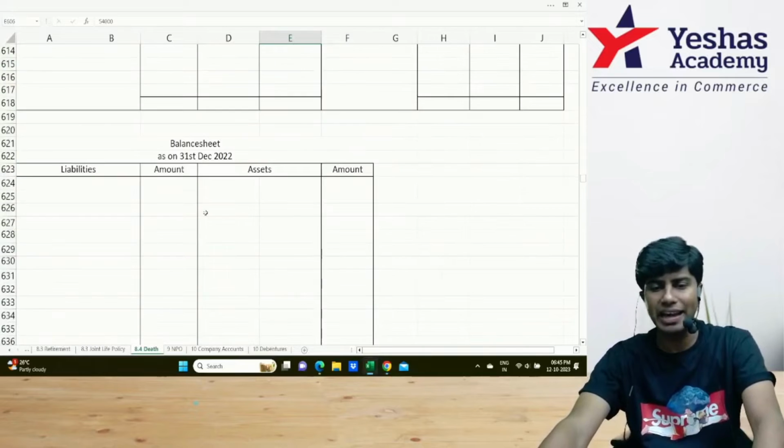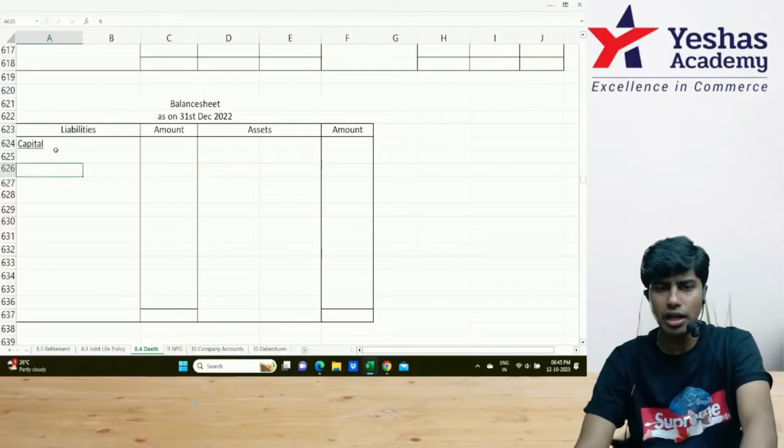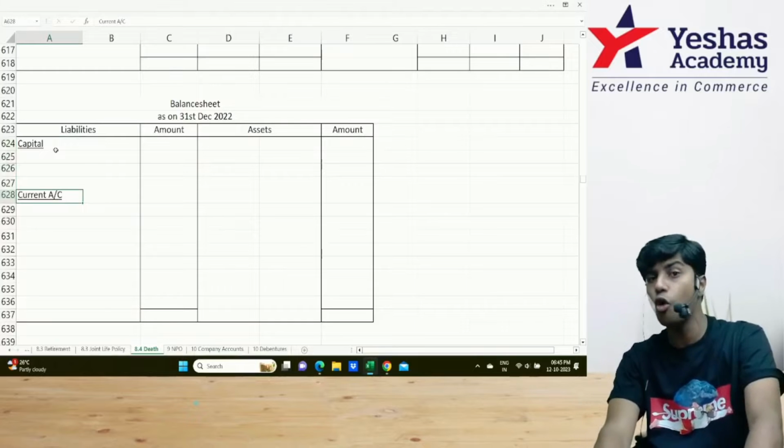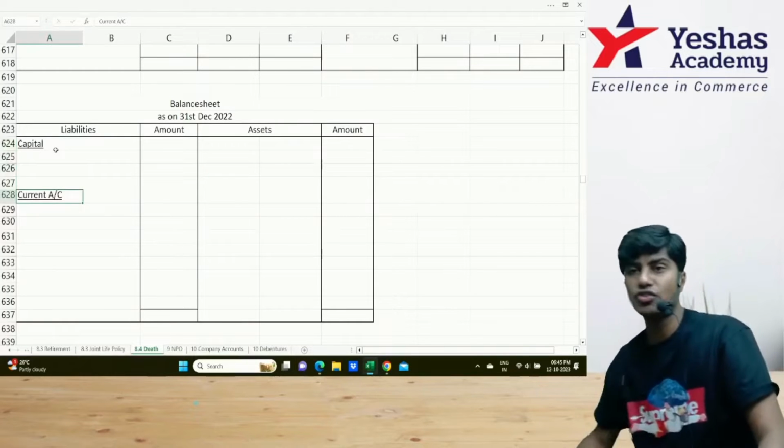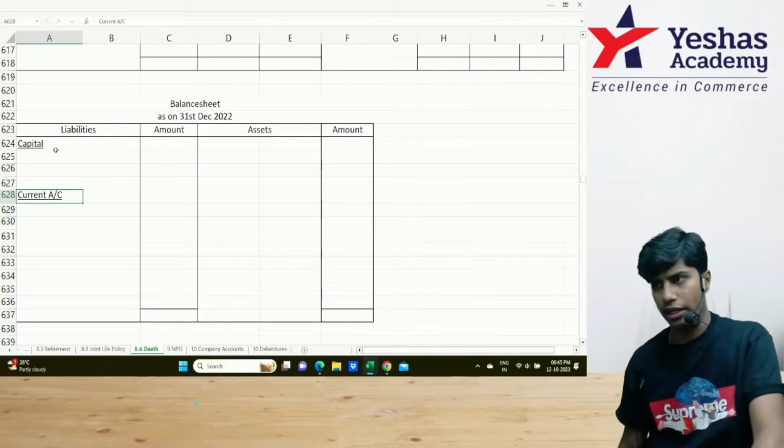So I'll open my balance sheet. The balance sheet liability side, I'll give space for capital. And I'll also give space for current account. We opened ledgers. The closing balance from those respective ledgers will go here. As of now, I don't know the balance. So I'll not write right now.